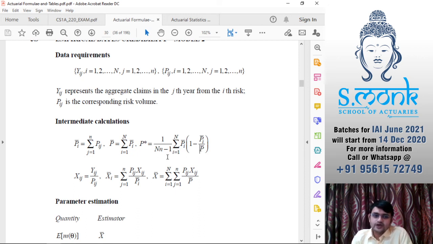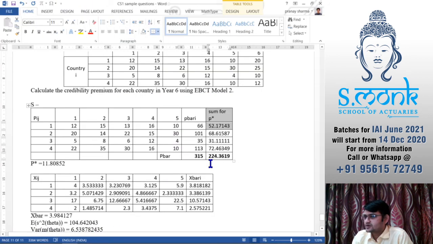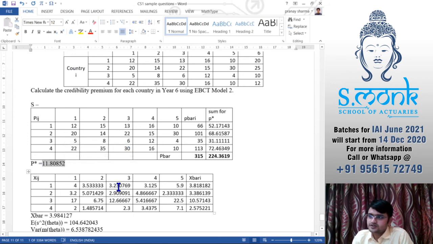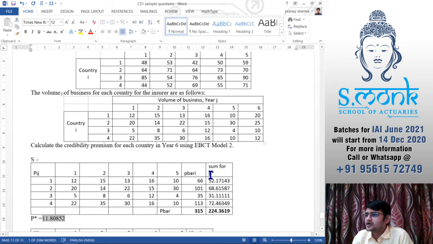Capital N is going to be the number of countries and small n is going to be the number of years. So that way we get our P star. You do not have to write the formulas. You can specify the formulas taken from table book, page number 30. You can write that at the beginning.